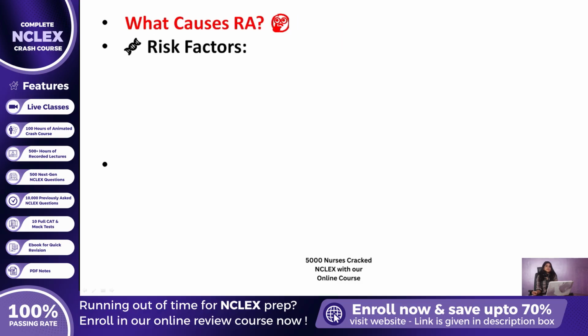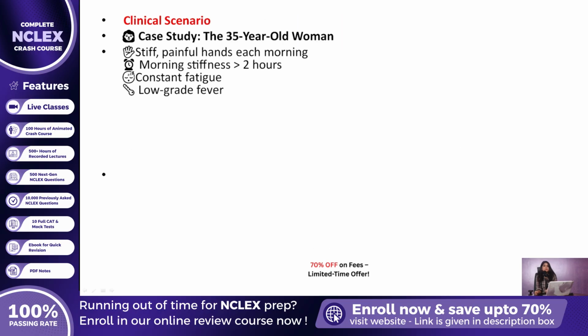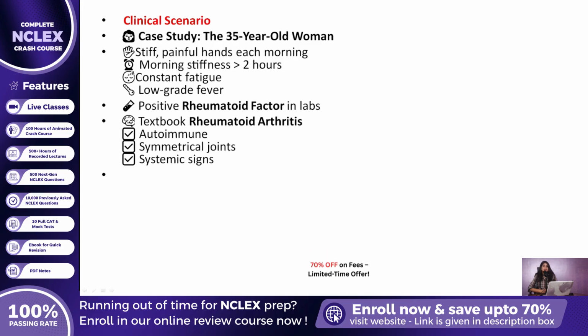Now, here is a clinical example to tie it all together. A 35-year-old woman comes into your clinic and tells you her hands are stiff and painful every morning. The stiffness lasts for about 2 hours, and she also mentions feeling unusually tired and running a low-grade fever. Her lab results come back with a positive rheumatoid factor. This is a textbook presentation of rheumatoid arthritis. Systemic symptoms, prolonged morning stiffness, and immune-driven joint damage.